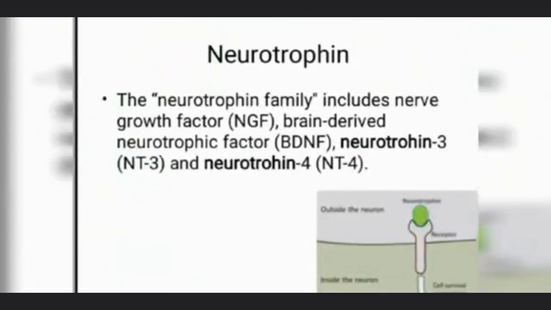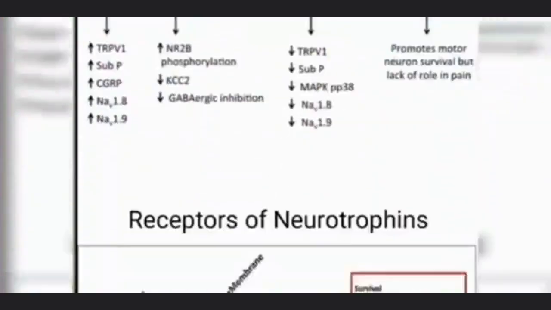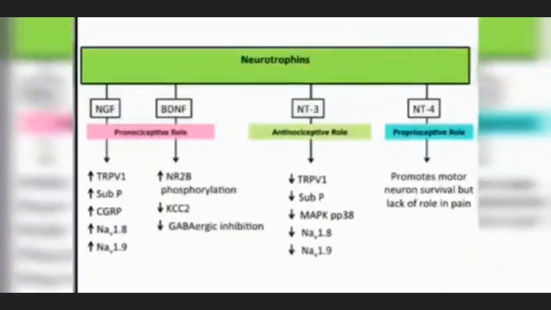The neurotrophin family includes nerve growth factor, brain-derived neurotrophic factor, neurotrophin 3 and neurotrophin 4. See over there how the neurotrophin is binding with the receptor. Cell survival or apoptosis all depends on it. Neurotrophins are NGF, BDNF and proNGF, NT3, NT4, which increases the activity. Pronociceptive promotes motor neuron survival but lacks a role in pain.